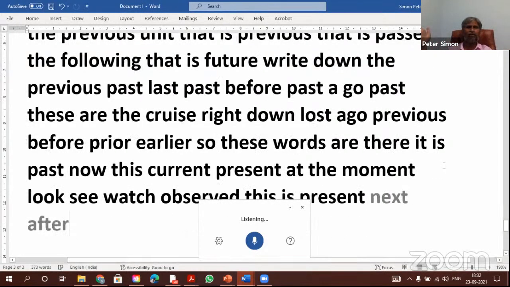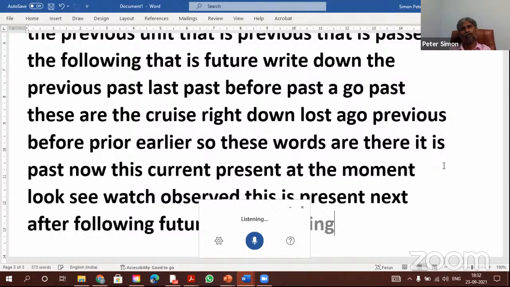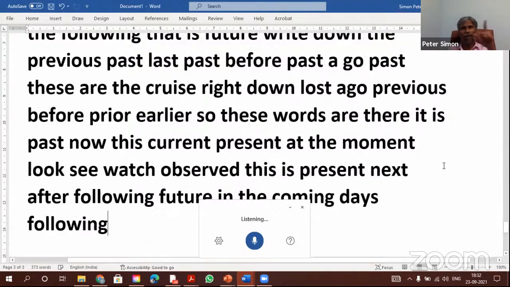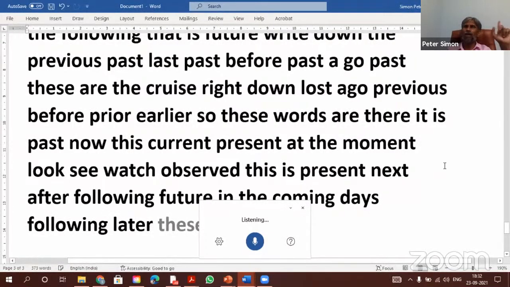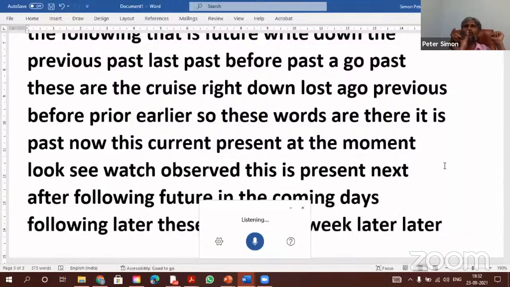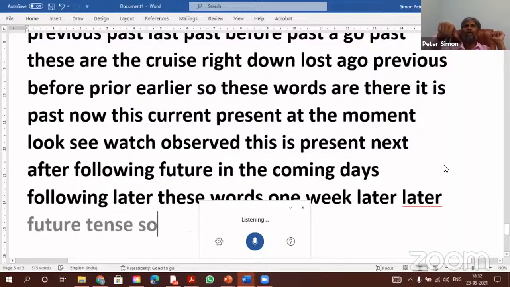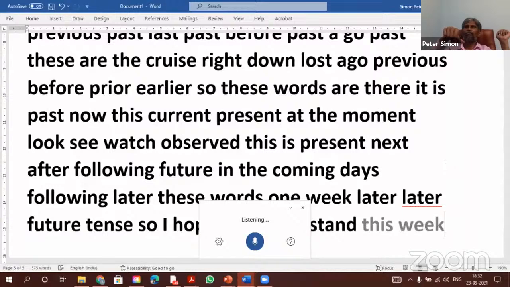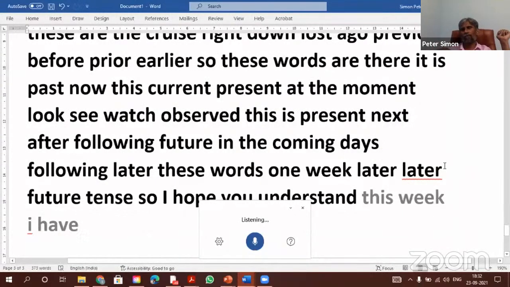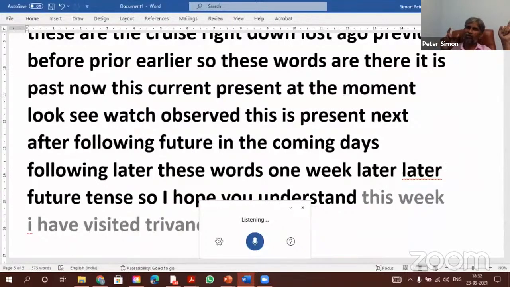This week, I have visited Trivandrum. Correct. Monday, I visited Trivandrum. Monday is gone. I am dividing based on days. Day, Monday, 4 days back. Thursday, today. Today, Monday is 4 days back. Days. Okay.